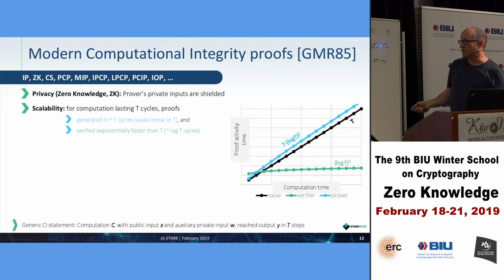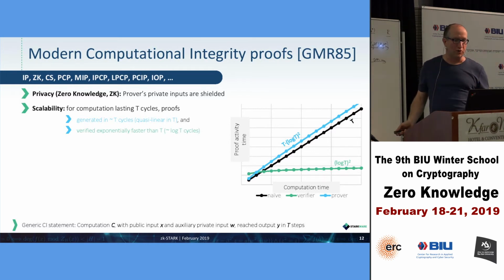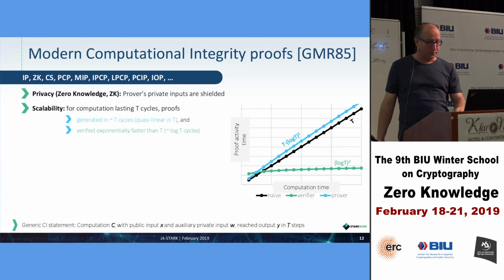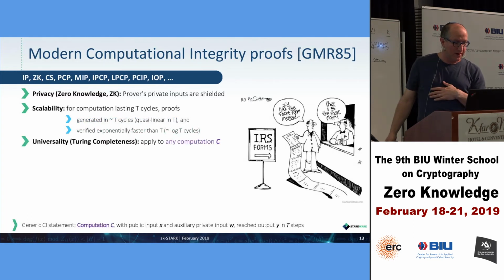And it looks roughly like this. So for a computation, that's the black line that takes time t. You need your prover to scale like t polylog t. This is t log t squared. And you need the proofs to be verifiable in something that looks like polynomial in log t. Okay? So that's scalability. And you can get such proofs. And that's what we mean by scalable.